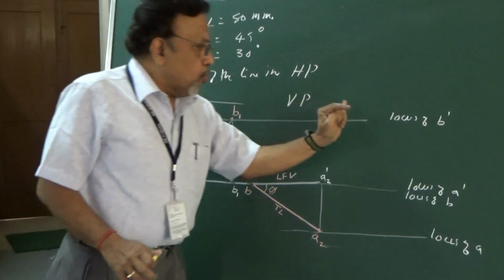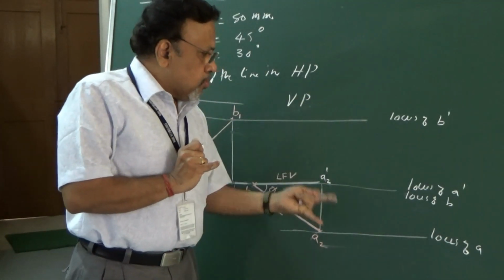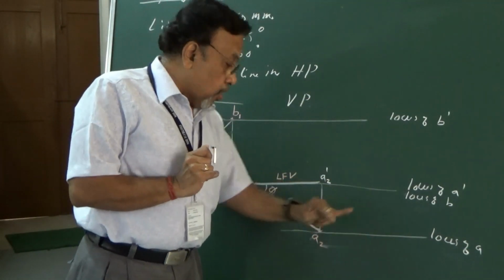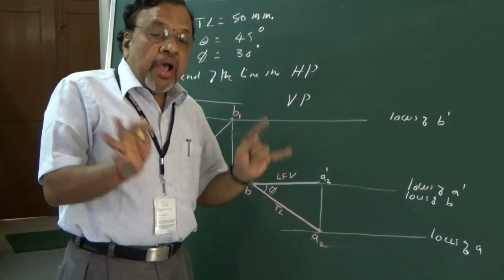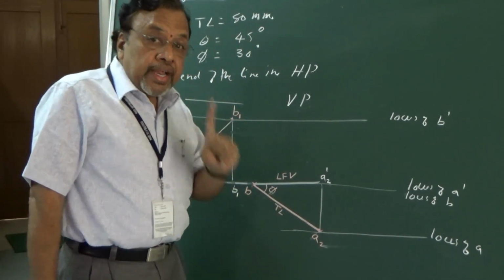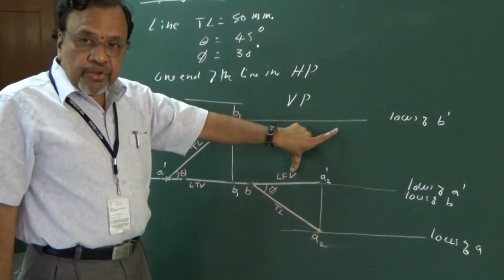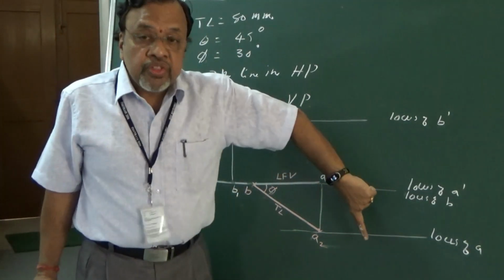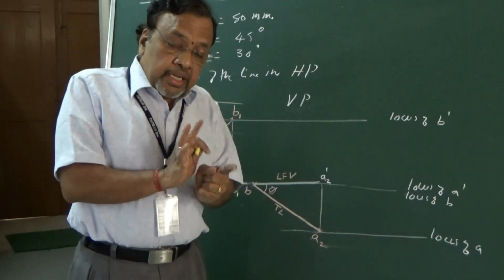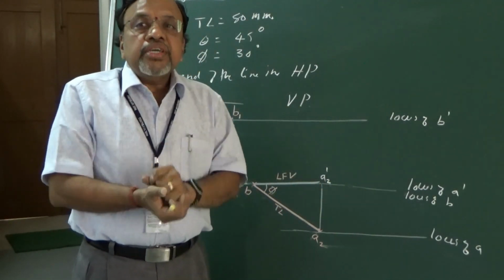Now anyway, I know all the 6 parameters. I know all these loci and also I know LTV and LFV. Now what is the next step? The next step is I need to arrange LFV in the front view and LTV in the top view such that they should be in projection with each other.